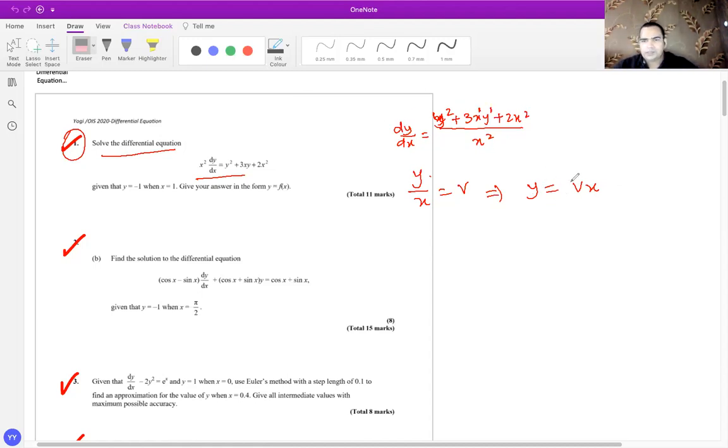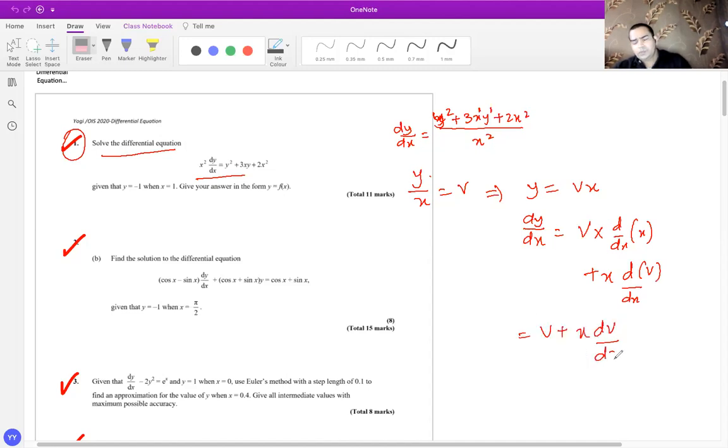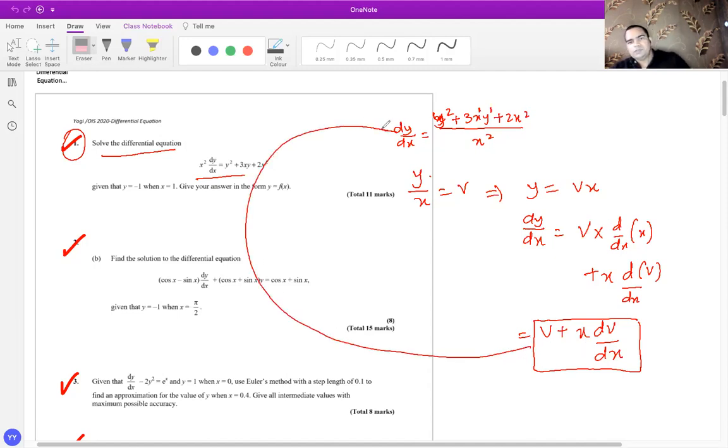So how do we do that? Number one, you can apply the product rule on this. So dy by dx equals v times the derivative of x, which is 1, plus x times the derivative of v. So it'll be v plus x dv by dx. Wherever you see dy by dx, it can be replaced with this expression. So this you've got to remember. If you can remember it at exam time, you can much more easily complete the problem well within the time. So let's say v plus x dv by dx goes here.